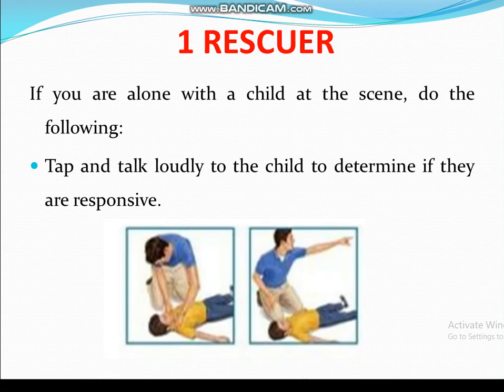If you have found one child lying unresponsive, then what are the things you have to do when you are alone? The first and foremost step is to tap and talk loudly to the child to determine if they are responsive. We have to tap the patient, and also call the patient or speak loudly to know whether the patient is responding to your talk. That is the first step.